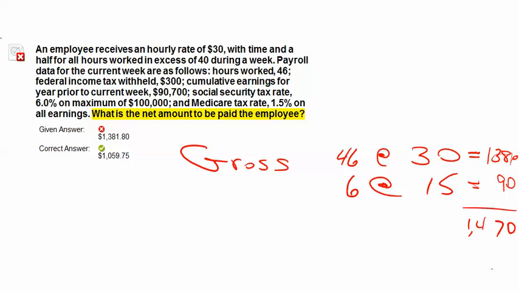Once we have the gross pay figured out, now we can start to take a look at some of the withholdings. First withholding, they tell me I have federal income tax withheld, so I'll go FIT, and that's going to be $300. So I'm going to withhold $300 there. In addition, it says cumulative earnings for the prior up to this year is $90,700, and Social Security tax rate is 6% on up to a maximum of $100,000. So that $100,000 is called a ceiling. Anything over the ceiling is not going to be subject to that tax.